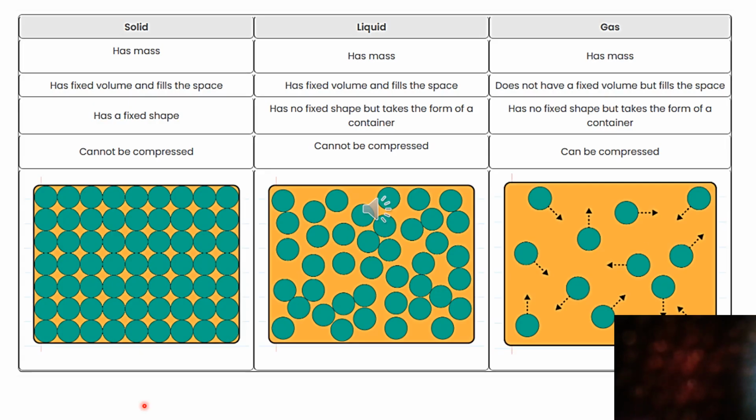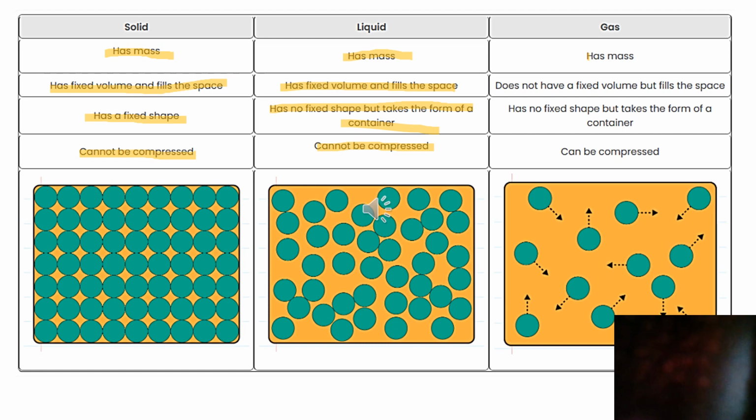Look at this table. This table summarizes the properties of solid, liquid, and gas. Solid has mass, solid has fixed volume and fills the space, solid has a fixed shape, solid cannot be compressed. Liquid has mass, liquid has fixed volume and fills the space. Liquid has no fixed shape but takes the form of a container. Liquid cannot be compressed.